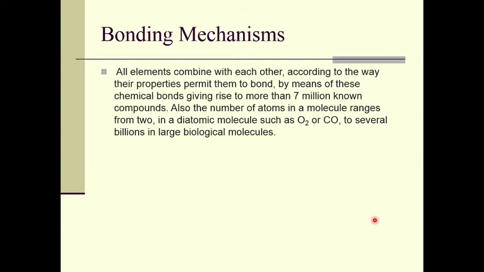Also, the number of atoms in a molecule ranges from 2 in a diatomic molecule such as oxygen or CO, carbon monoxide, to several billions in large biological molecules. So a molecule can have a varying number of atoms, from 2 atoms to billions of atoms. If you see the large biological molecules, they can have billions of atoms in them, right? And all these atoms are connected or bonded by the chemical bond.